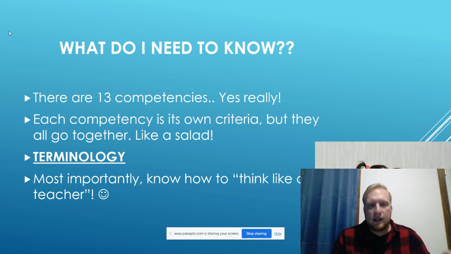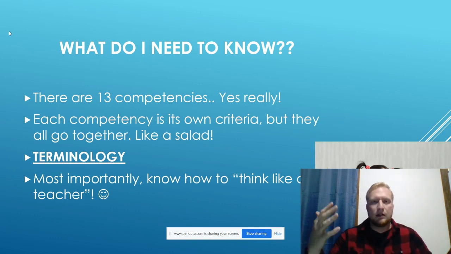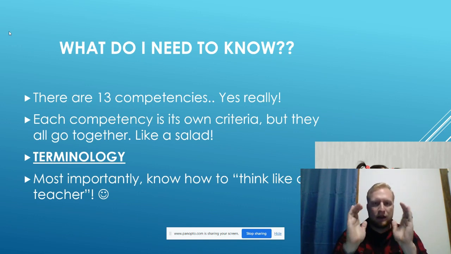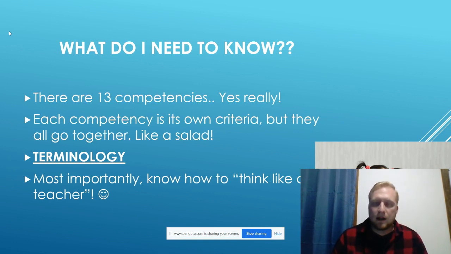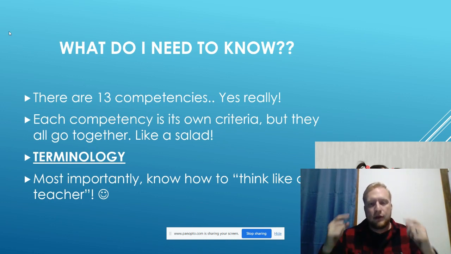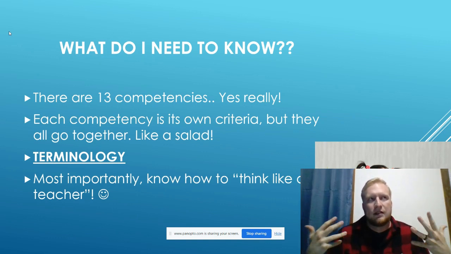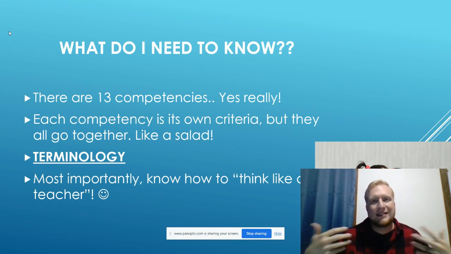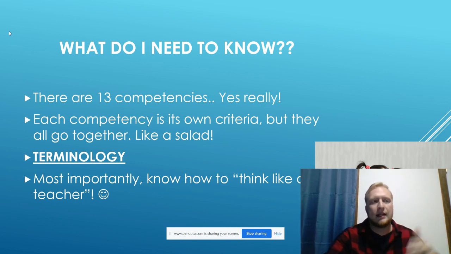Okay. So what do you need to know? First of all, there's 13 competencies, and yeah, I know that's a lot. Each competency has its own criteria, but they all go together. I always say it's like a salad. It's got different ingredients, but you put it all together to make one big thing, and that's what you're going to be tested over. Terminology, aka vocabulary, be familiar with it, know what it means, know how to fix it. Okay, and most importantly, think like a teacher. We're teachers now, so think about it that way, where you're going to be asked questions that a teacher should be able to answer.